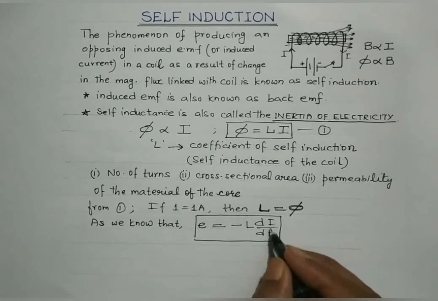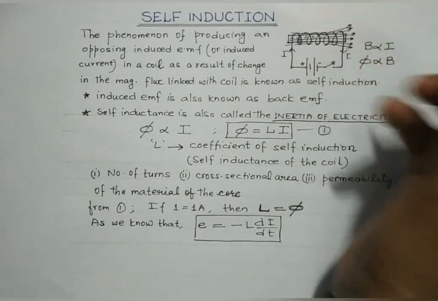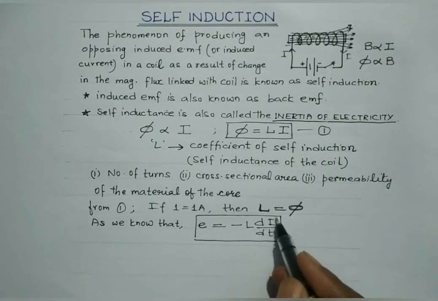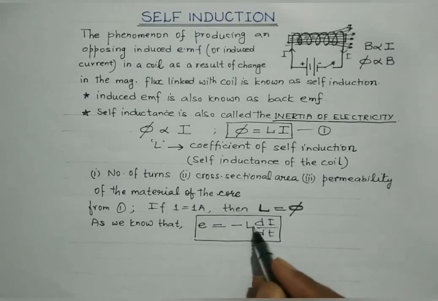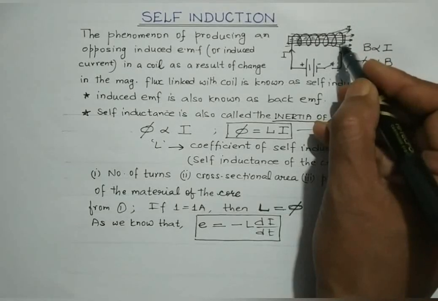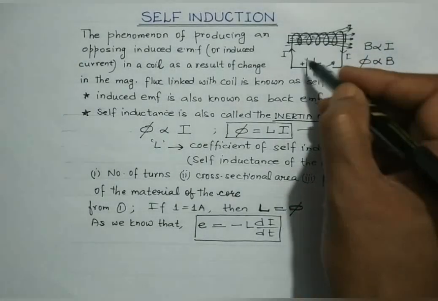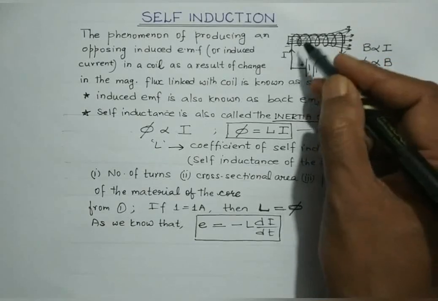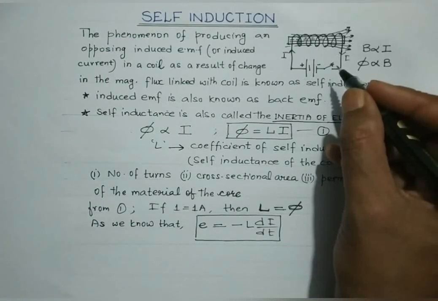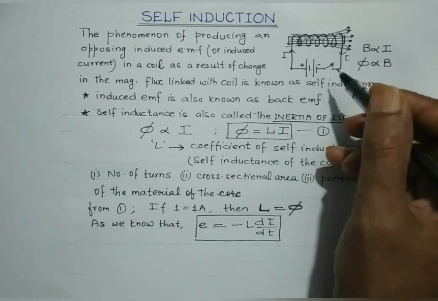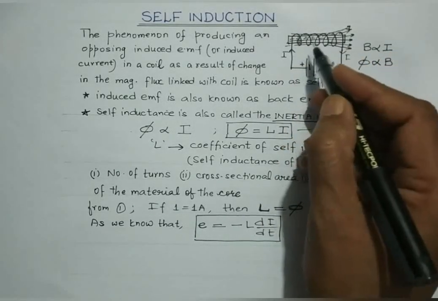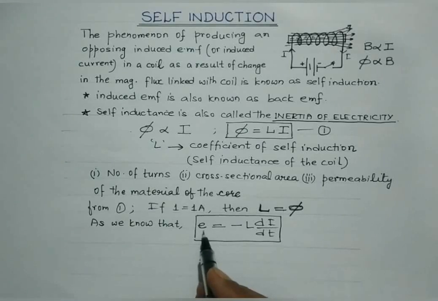Now look, di by dt is the rate at which the current in the coil changes. If the current in the coil becomes steady, then I would be constant, so this differentiation will be 0, so no induced EMF will get produced in the coil. So the induced EMF in this coil will last as long as the current in the coil keeps on changing. And current in the coil will change only if the tapping key is pressed during the growth of current and when the tapping key is released, that is during the decay of current. If the tapping key is kept pressed, then the current through the coil will become steady, and in that case no EMF will get induced in the coil.